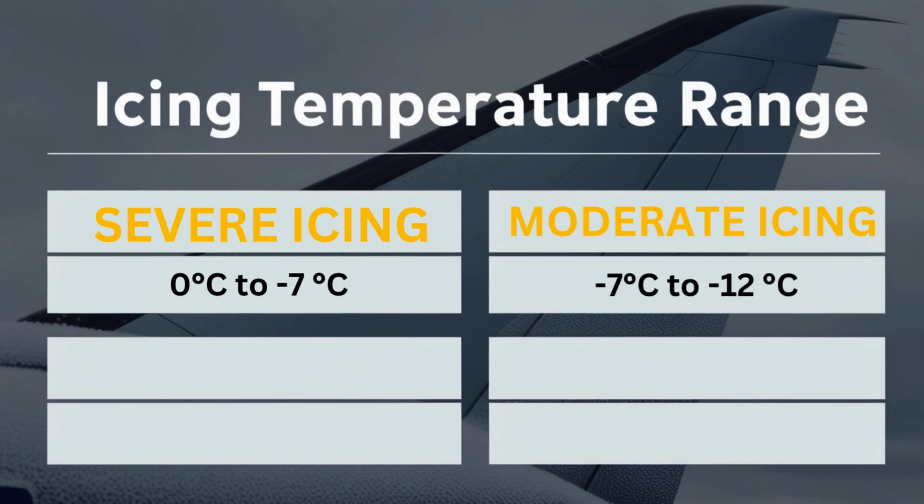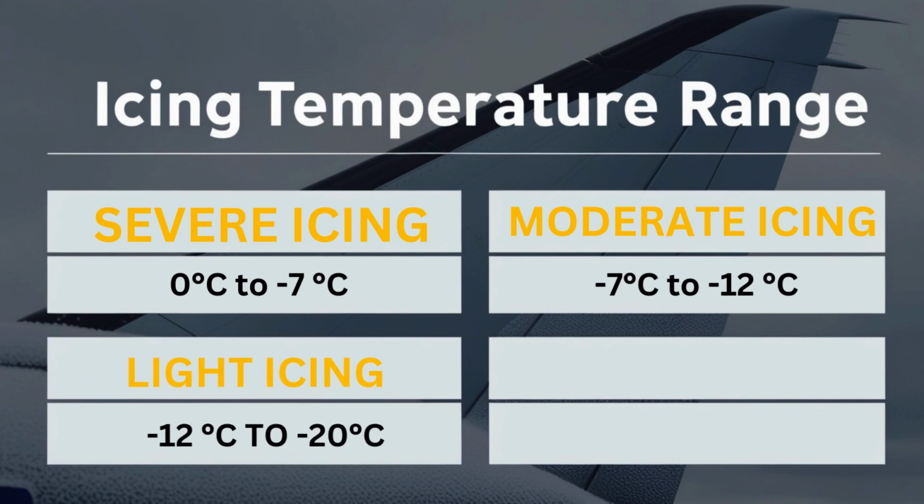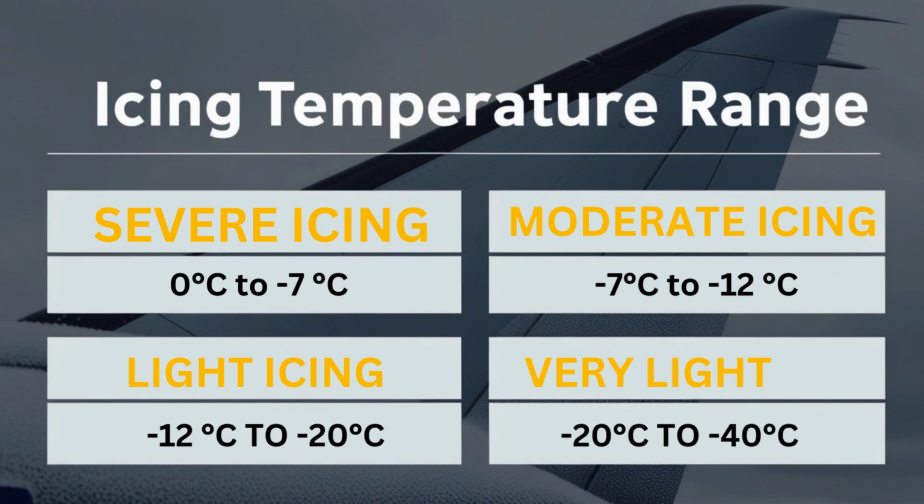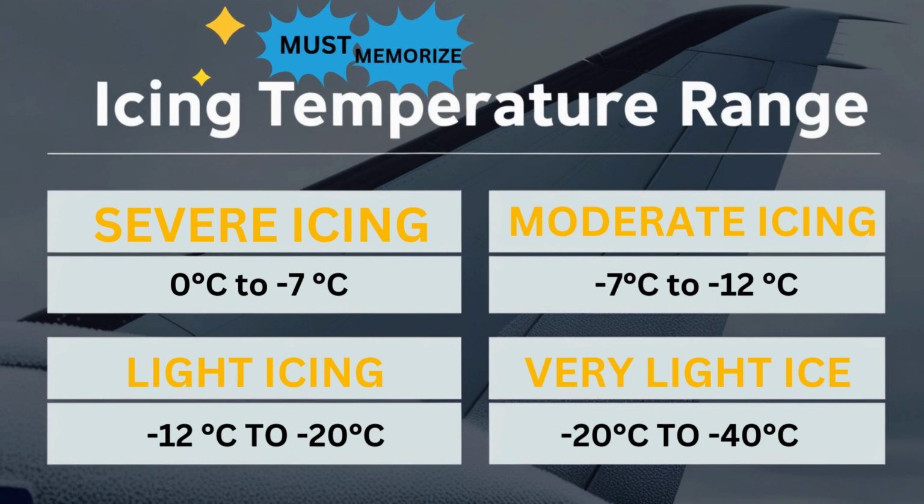Then we have moderate icing, which is minus 7 to minus 12. Light ice, minus 12 degrees to minus 20 degrees Celsius. And to your shock, it is very light ice that is found at the extreme end of the temperature bracket, minus 20 to minus 40 degrees Celsius. And again, that icing temperature playbook given on the screen, make sure you learn and memorize this. Not just will it help you save your life in the sky when you're flying, but this is an important question that DGCA loves to ask, right?